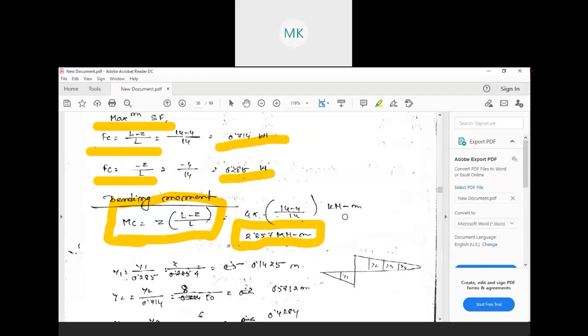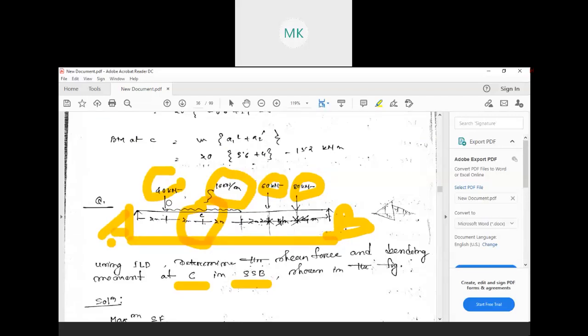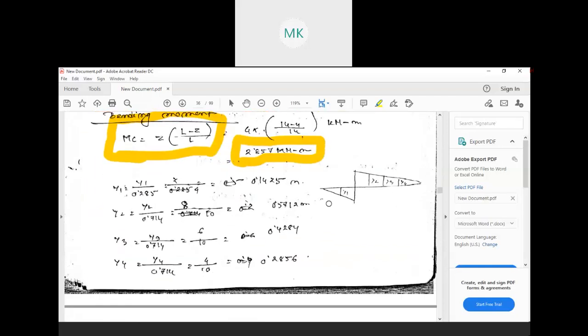Now what we need to do is find the ordinates as per the loads. As you can see, there are how many loads? 1, 2, 3, 4. So due to these 4 loads, 4 ordinates will come. If you consider this figure, there are 4 ordinates: y1, y2, y3, and y4. All of you already know how we find these ordinates.